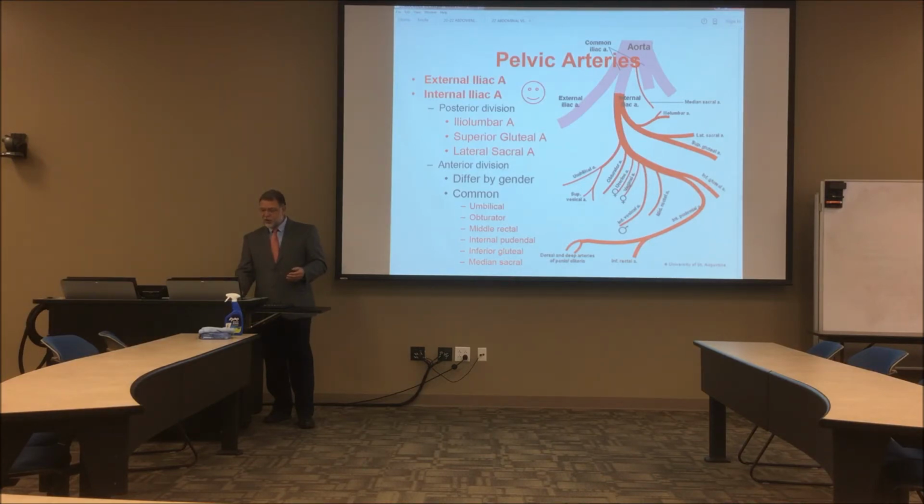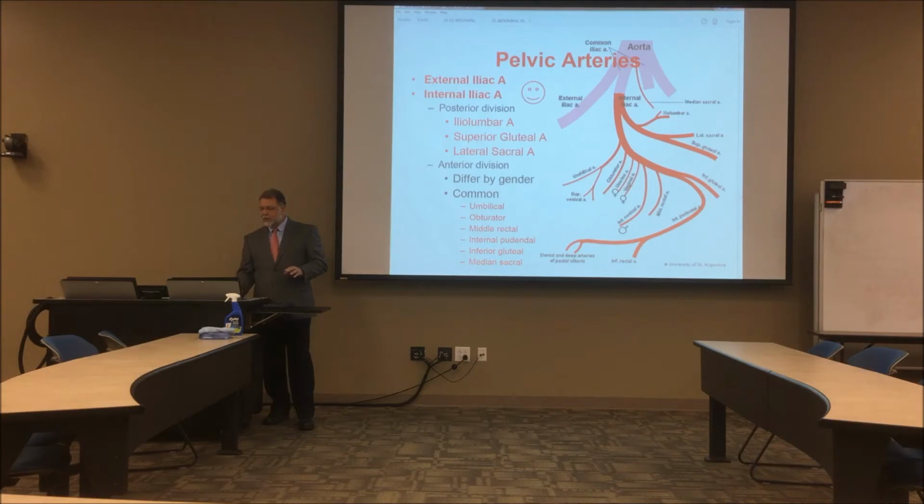So the anterior division goes as the umbilical artery, superior vesical artery, the obturator. For females, the uterine and vaginal artery. For males, the inferior vesical artery, the middle rectal artery, and the inferior pudendal artery. From this point on, the following classes are going to be included in some way.